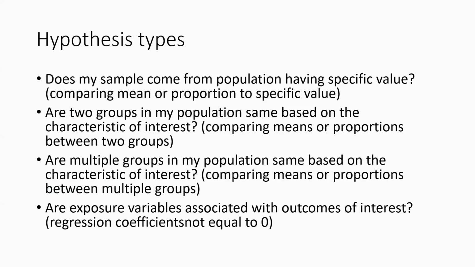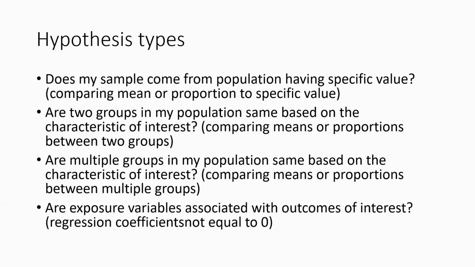Another example would be: does your sample come from a population of hypertensives, that is, having a mean blood pressure of, let's say, 150 by 100? So 140 by 90, or so. That's the first example. Then in the second example, you take it a notch further.